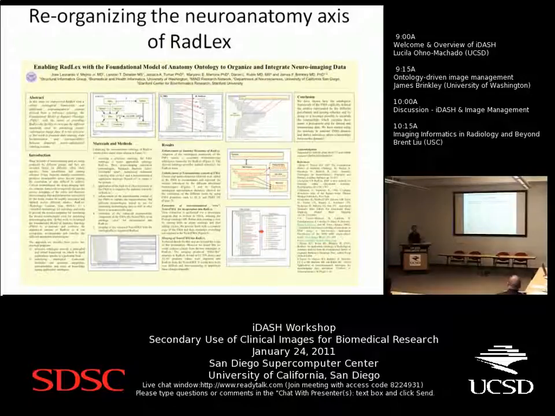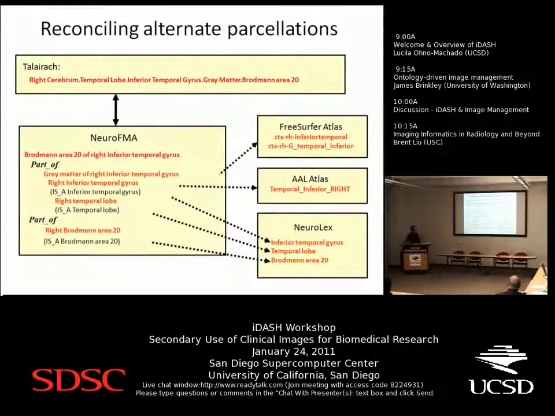And then we've been doing a lot of things lately with the FMA. We're continually adding content, and I just saw Daniel Rubin walking here somewhere. There he is. We're working with Daniel because a lot of people are using the FMA now to reorganize their own anatomy axis for other ontologies. In particular, we're working with Daniel to reorganize the neuroanatomy axis of RADLEX. And one of the specific things that we're doing is using it to reconcile alternate parcellations of the brain. It's not always clear what the neuroanatomy of the brain or the cortex should be. There's lots of different ways of doing it.